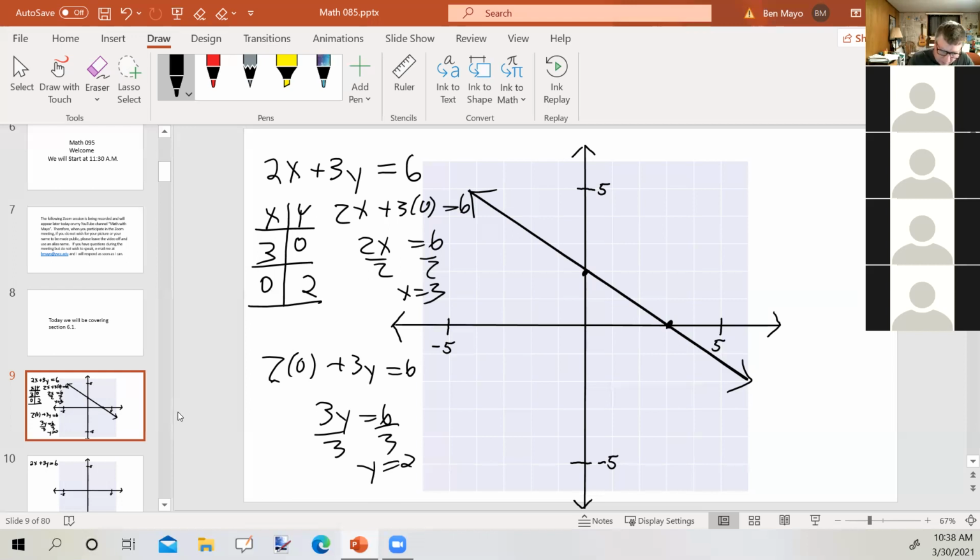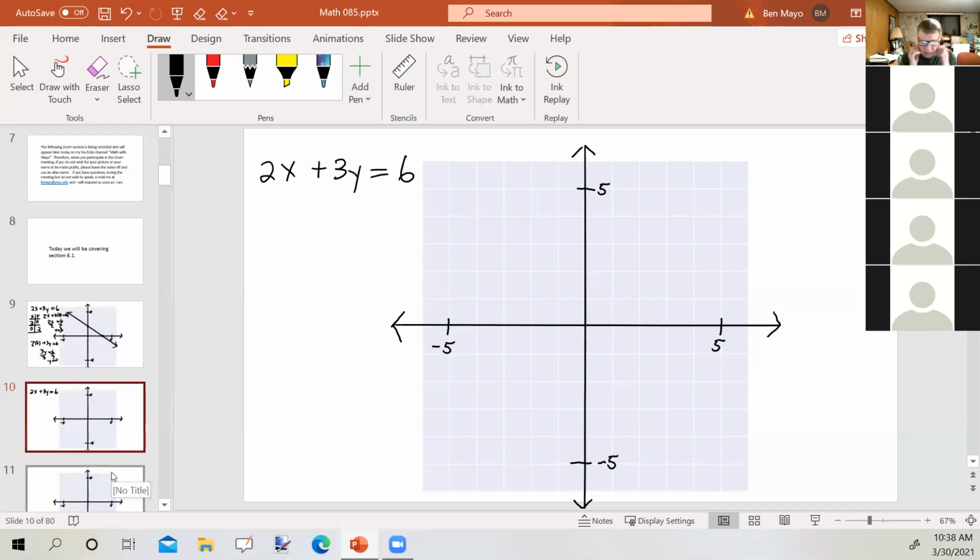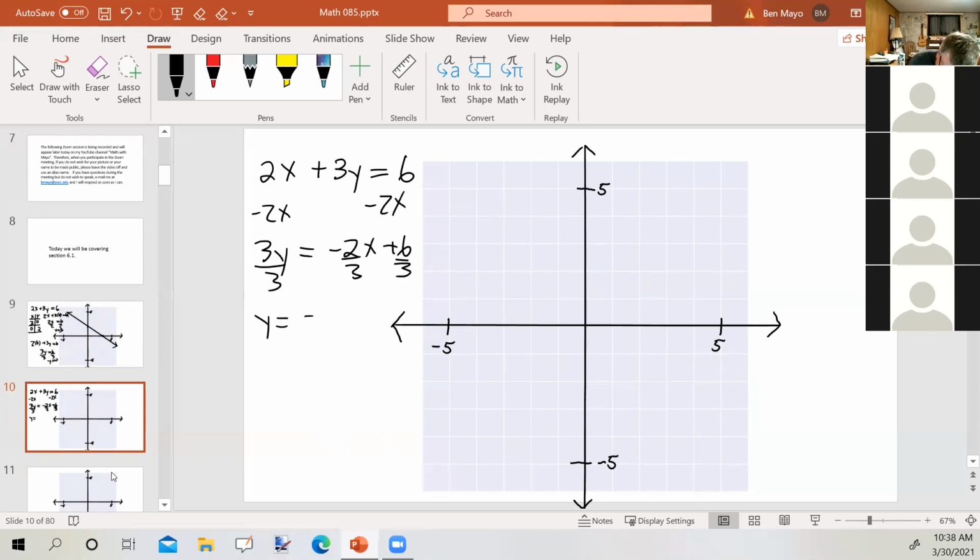All right. I want to review a second way that you could graph this equation, and that is to put it in what is called slope-intercept form, where we solve it for y. So we would subtract 2x from both sides. Then we would divide each term by the coefficient of y. So we get y equals -2/3 x plus 2.